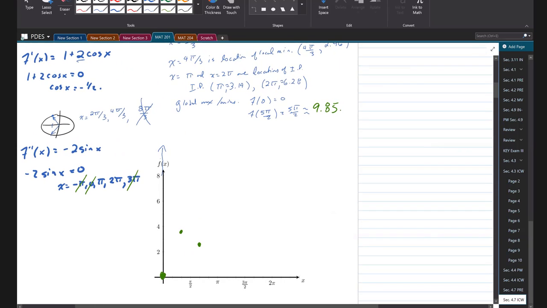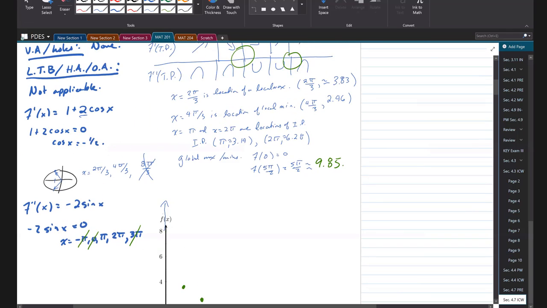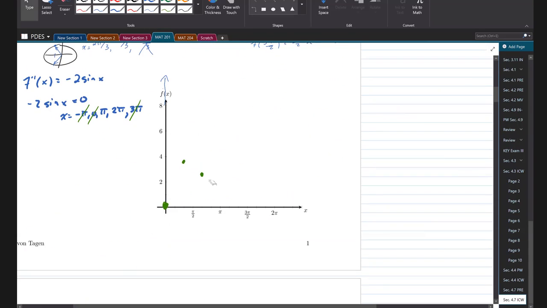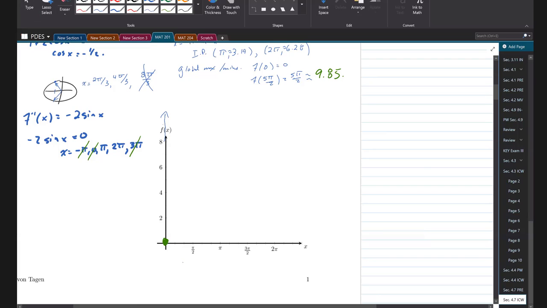What am I missing, folks? That fact. 4 pi over 3. This is pi over 3, this is 4 pi over 3. Sorry, folks. This is pi over 3 right here. Or 2 pi, this is our 2 pi over 3, I mean. And so that gives us about 3.85.